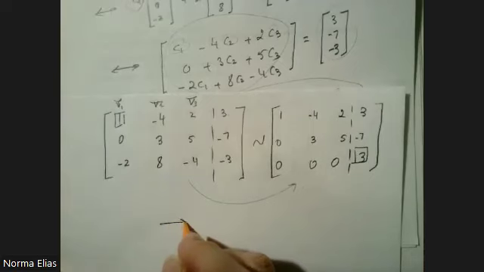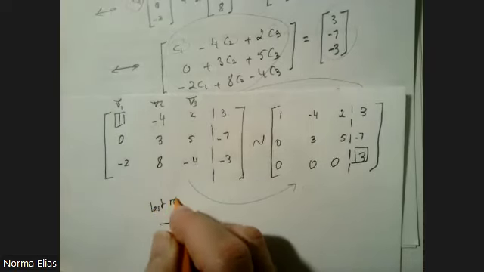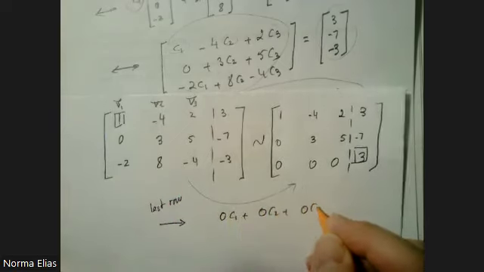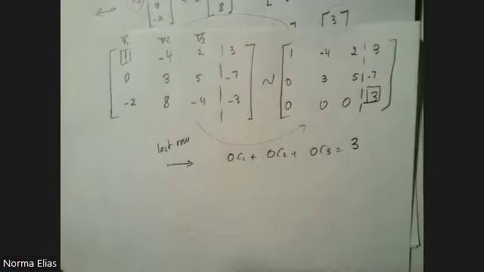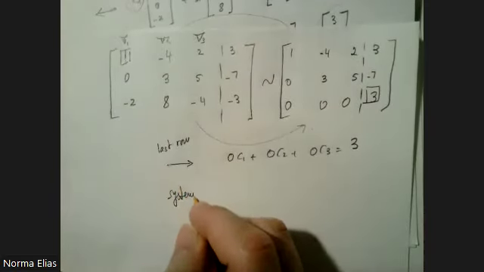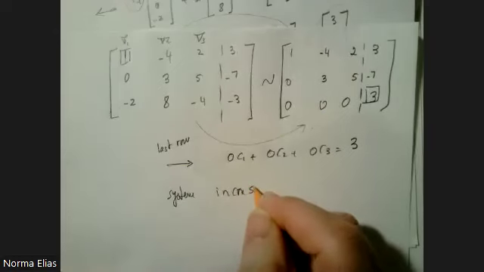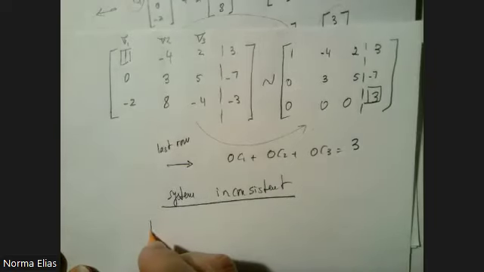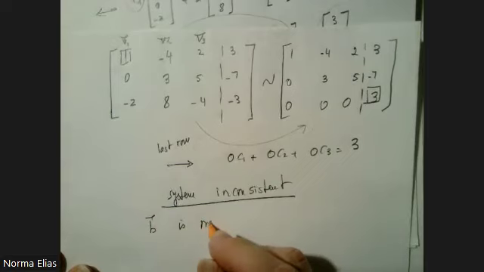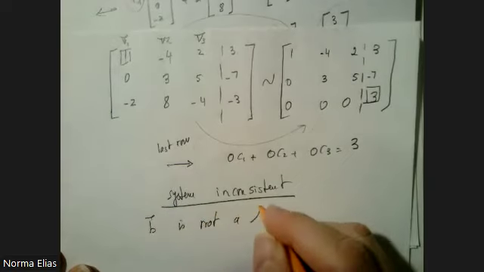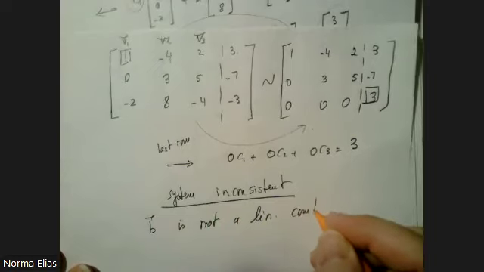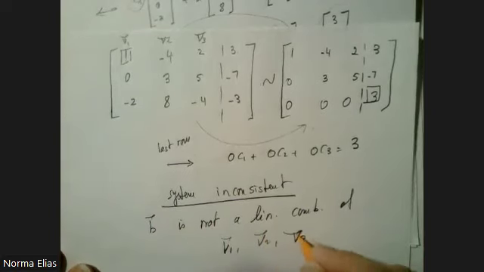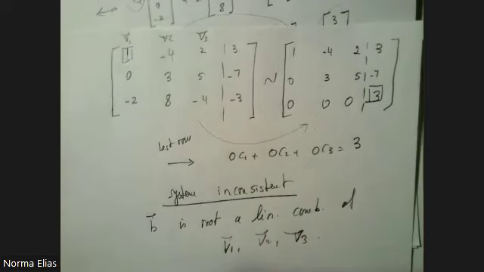So it means the last row reads 0 C1 plus 0 C2 plus 0 C3 equal to 3. It means the system is inconsistent. System inconsistent means there is no way I can write B as a linear combination of the vectors V1, V2, V3. It means the columns of A. There is no way I can reach B.